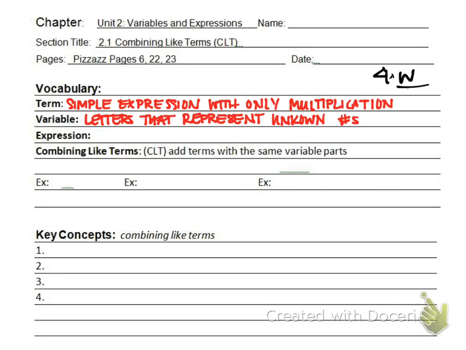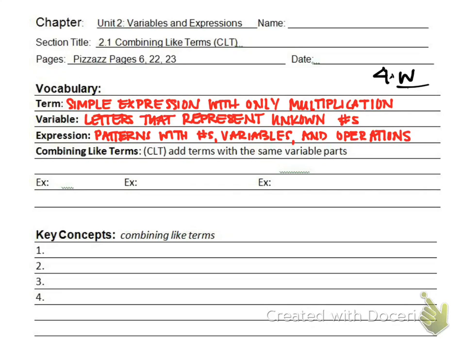Now let's take a look at the expression, which is patterns with numbers, variables, and operations. So again, operations are the pieces like addition, subtraction, multiplication, and division. You can also have squaring and square rooting with operations, but we're going to work with just the basics for now.